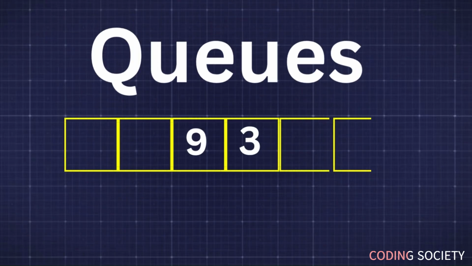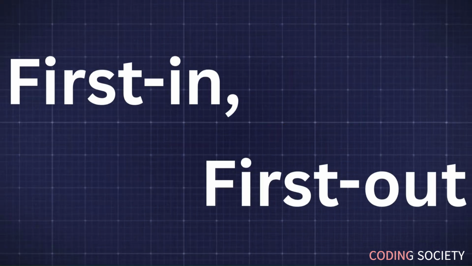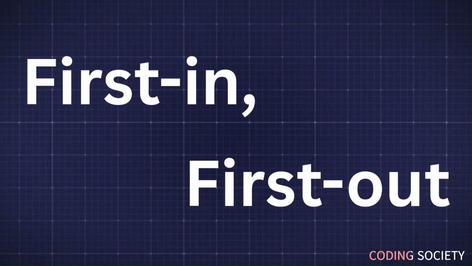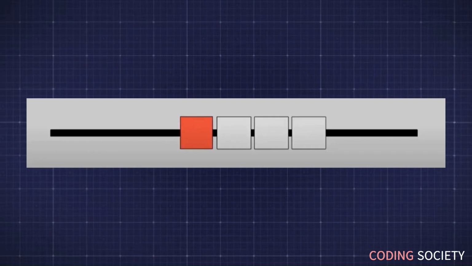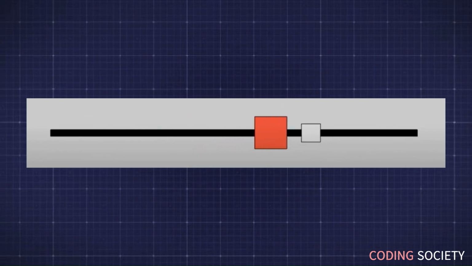The next data structure is queues. Unlike in a stack, here the first in, first out principle is used. In a FIFO system, items are processed in the order they arrive. The earliest added item is the first to be removed, and this process continues till the last item.